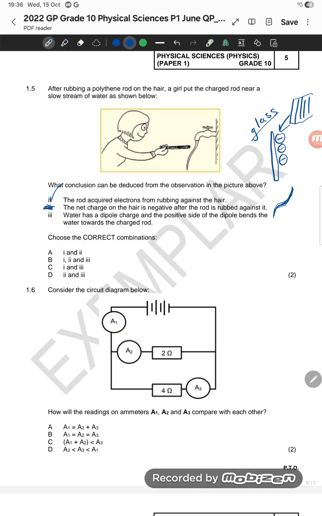The water has a dipole charge. Dipole means there are positives and negatives, and we have seen that water is a dipole. It's slightly positive and slightly negative because of the electronegativity of oxygen and its 2 hydrogens. So it's slightly negative on one side and slightly positive on the other side, which makes it a dipole. And the positive side of the dipole bends the water towards the charge, right? Why? Because positive attracts negative.